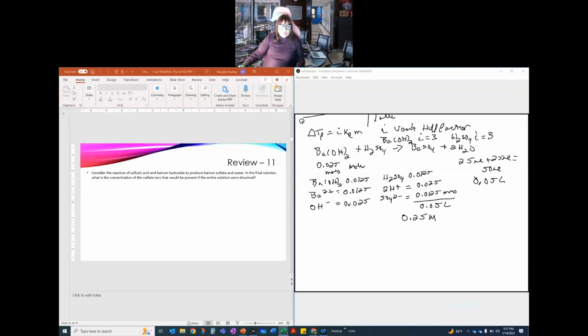All right, sweet. Let's look at question 12. Consider the reaction of sulfuric acid and barium hydroxide to produce barium sulfate in water. If you were to remove the water from this final solution and produce water vapor from it, what would the volume of the water be at STP if the only source of water was this solution, the solutions used here?